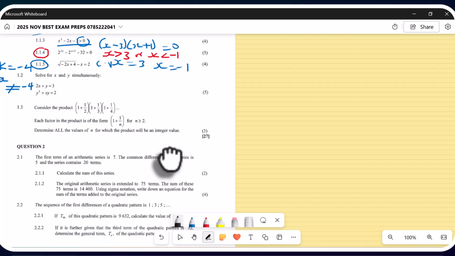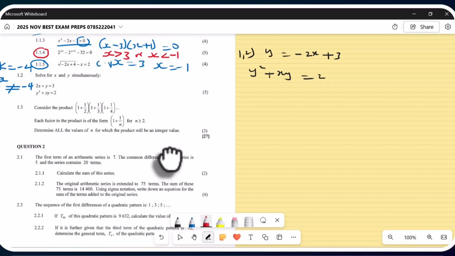Then from here, I can say that it is y squared plus xy equals 2. But my y, guys, my y equals negative 2x plus 3. So wherever I have the y, I'm going to put negative 2x plus 3. Then I proceed. So here we go.